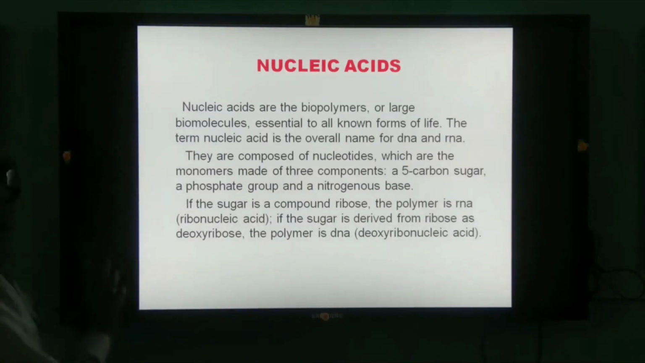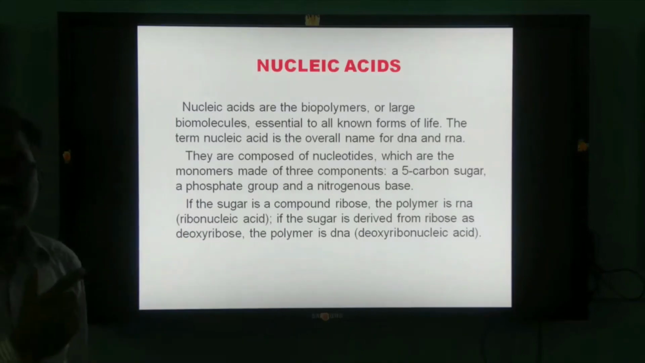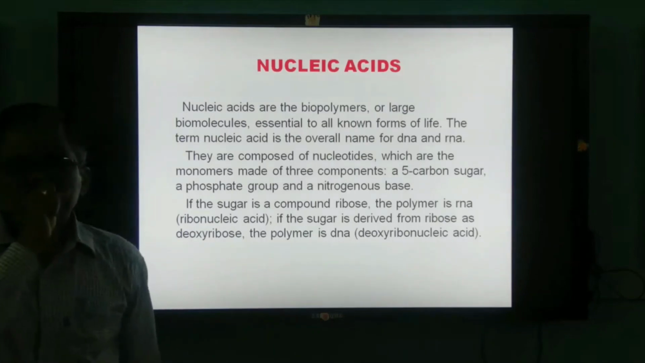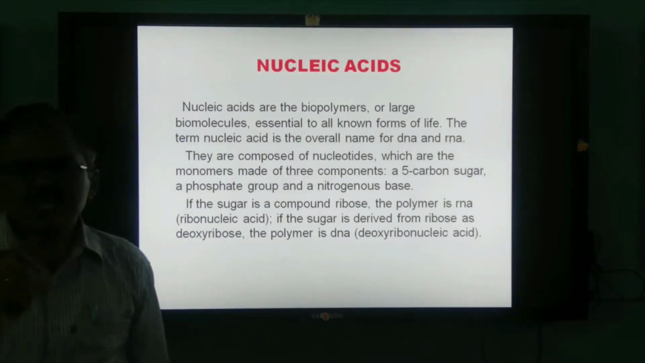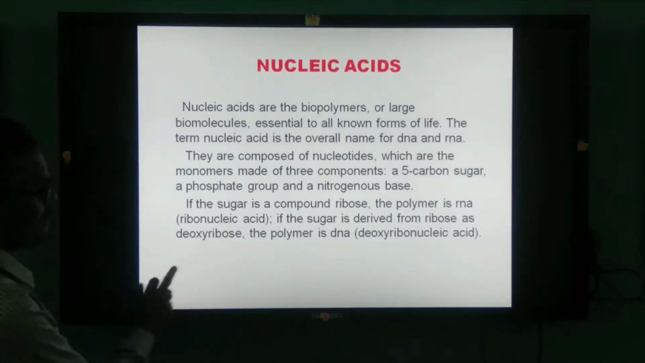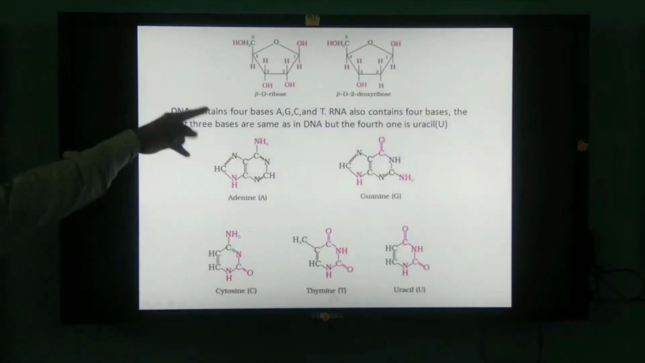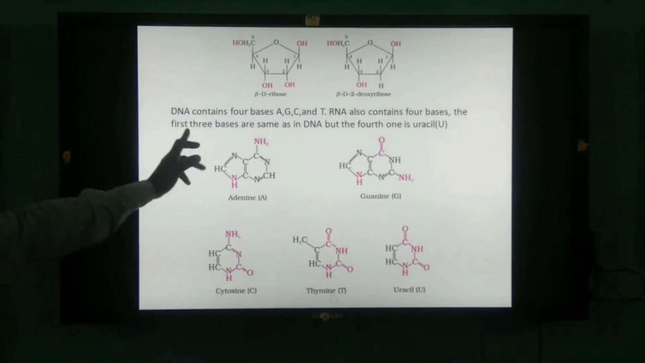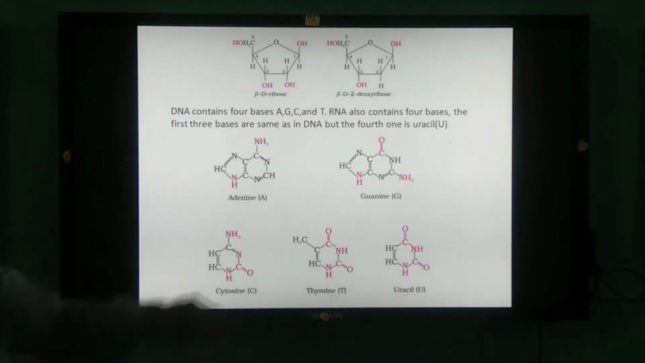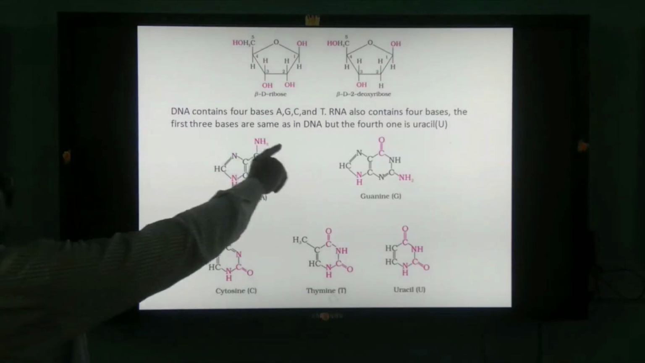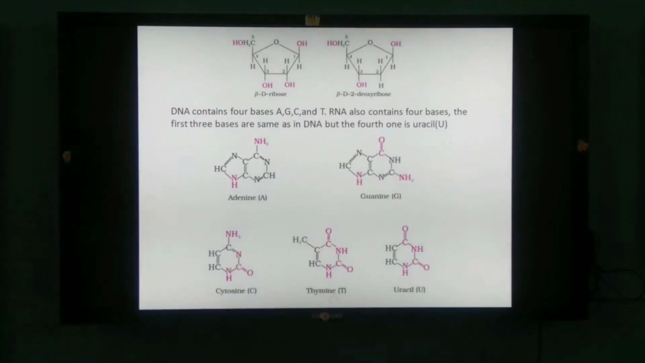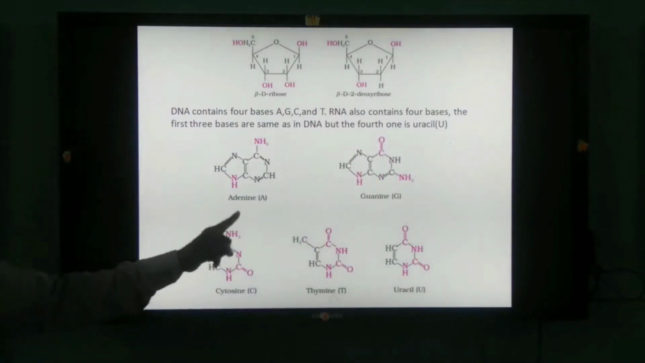There are two types: DNA and RNA. What is the structural difference between DNA and RNA? If oxygen is missing in the ribose, that is called deoxyribonucleic acid. DNA contains 4 bases: adenine, guanine, cytosine, and thymine. RNA also contains 4 bases. The first 3 are common, but instead of thymine, uracil comes. That is the only difference.